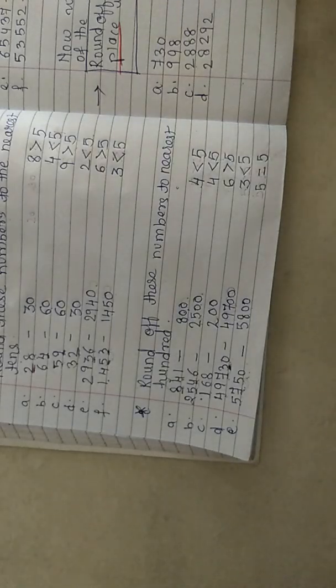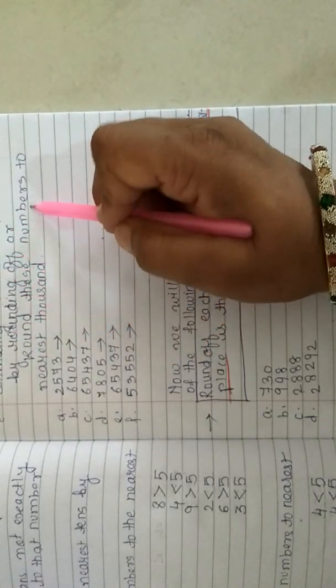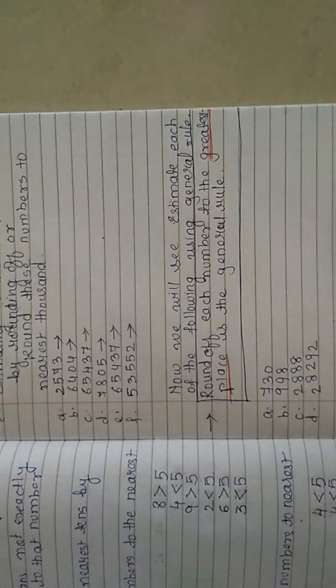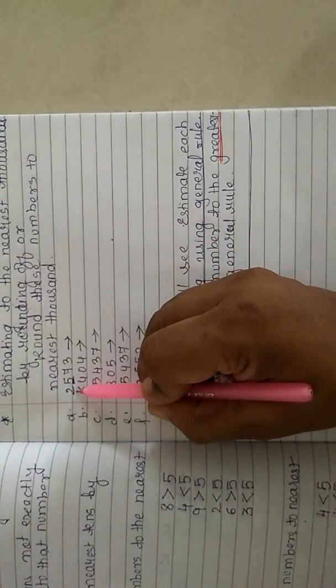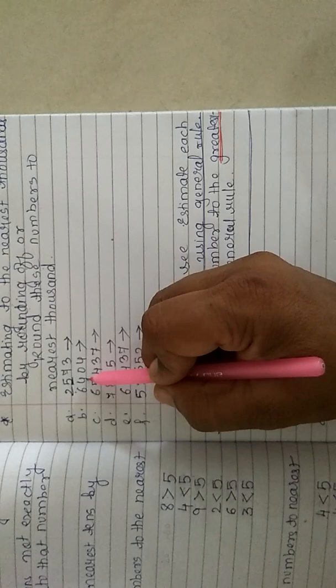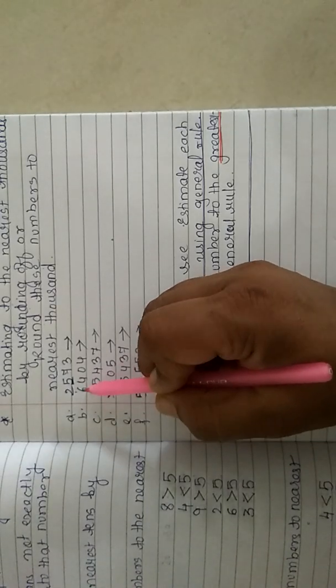Now similarly children, we are going to see estimating to the nearest thousands by rounding off, or round these numbers to the nearest thousand. Now children, my question to you is: to round off the numbers to the nearest thousand, which number are you going to see first? Yes, you are going to see the number at hundreds place first, whether it is 5, greater than 5 or less than 5. And the rules are same. If the number is 5 or more than 5, then we will increase the number at 1000 by 1. And if it is less than 5, then the number at thousands place will remain as it is. So let's start.